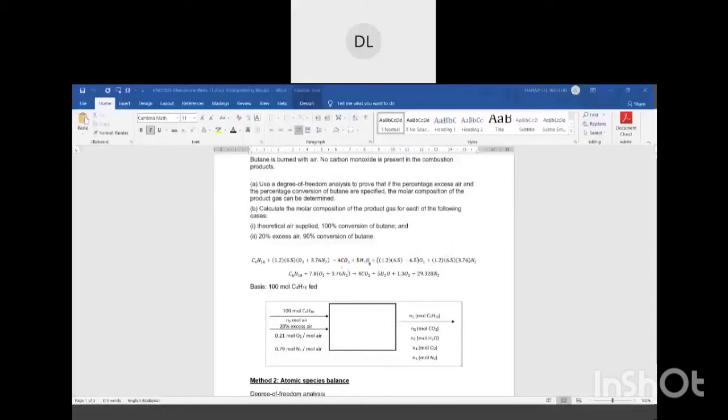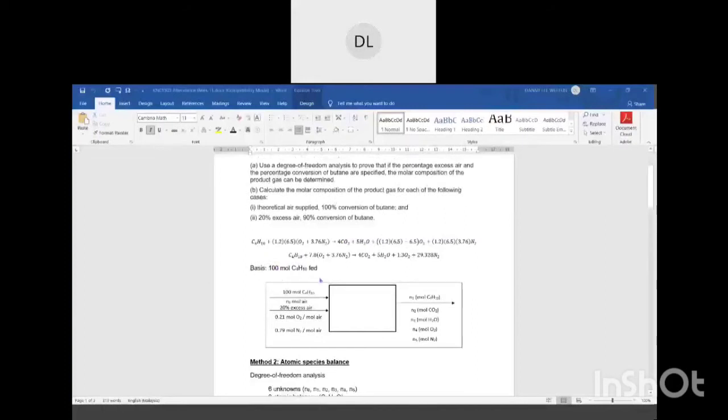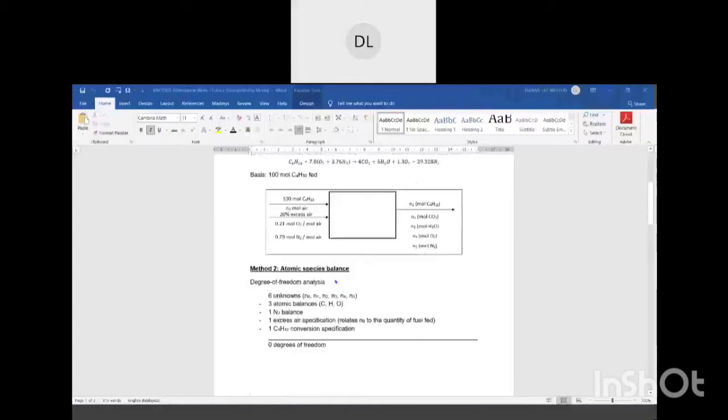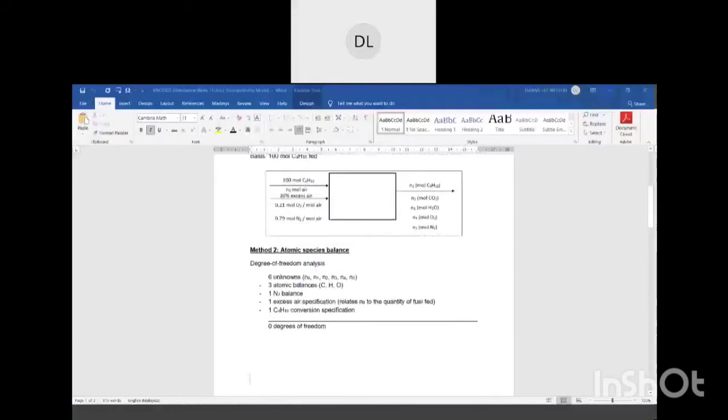So from this, you will get this simplified equation. Okay. So we are using 100 mole as our basis. For this, we need to start with the degree of freedom analysis, which is different from the molecular species balance. So first we got 6 unknowns, which is N0 mole, the number of mole of air, and then secondly we got butane, carbon dioxide, water, oxygen, and nitrogen.